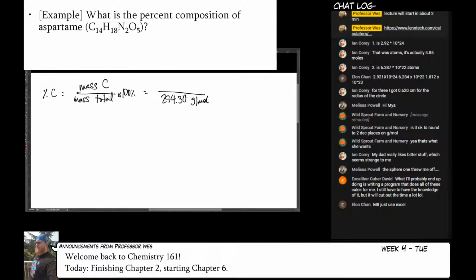What's the mass of just the carbon? Well, that would be whatever the molar mass of carbon is, times how many carbons there are, which is 14. So of the 294.30 grams per mole, 12.011 times 14 grams per mole of that is just carbon. So that should be our mass percentage, right? How many sig figs do I get? Like 5. Wow. 57137.